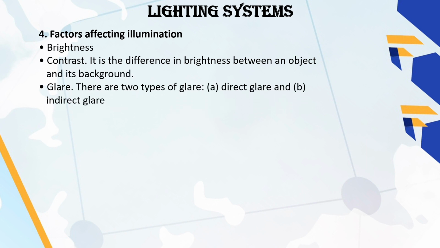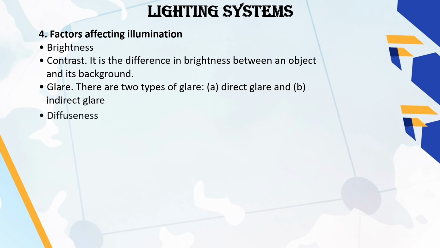There are two types of glare: direct glare and indirect glare. Glare is excessive brightness that causes discomfort and reduces visibility, which can be classified in two types: direct glare, where light shines directly into the eyes, and indirect glare, where light reflects off surfaces, both of which can negatively impact comfort and productivity.